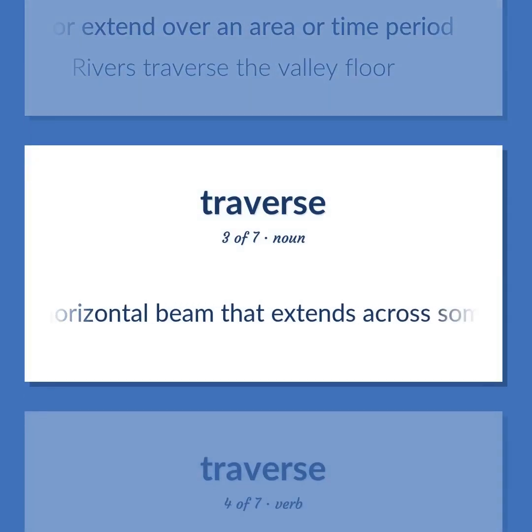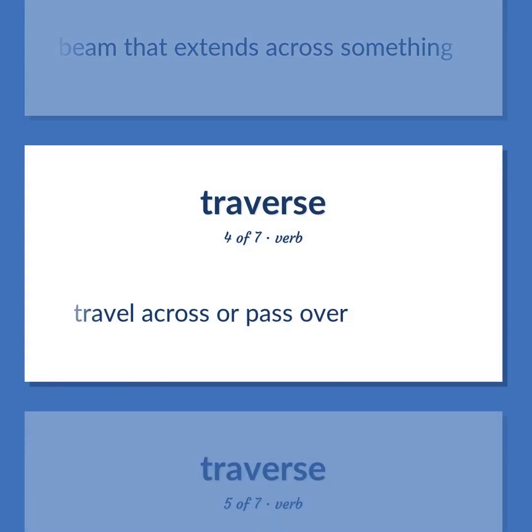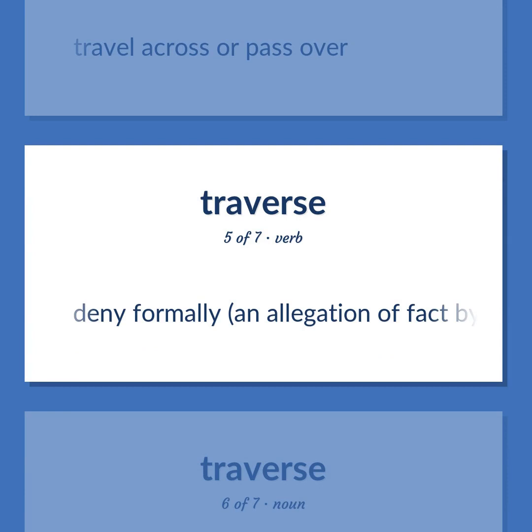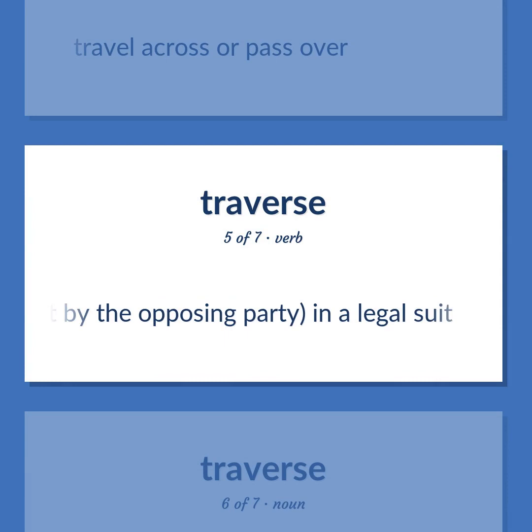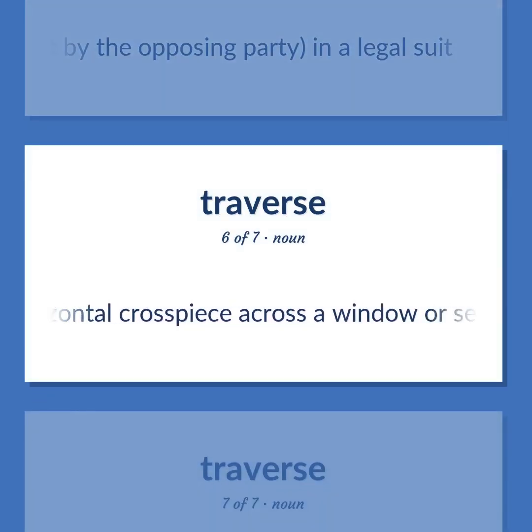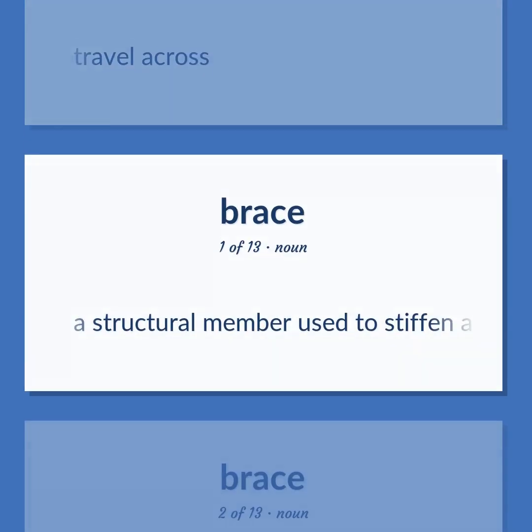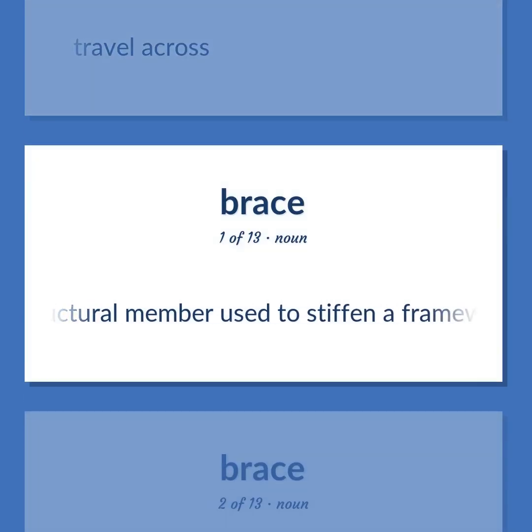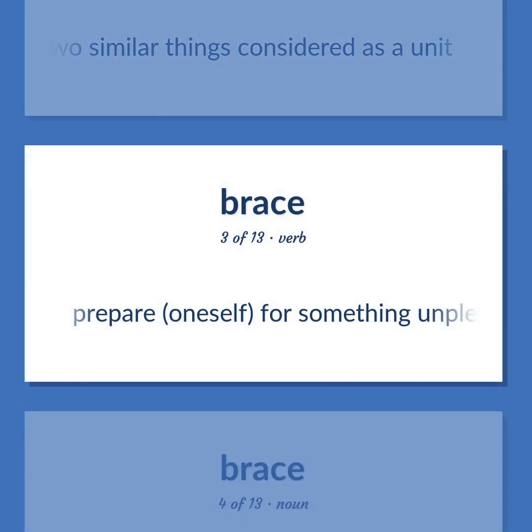A horizontal beam that extends across something. Travel across or pass over. Deny formally an allegation of fact by the opposing party in a legal suit. A horizontal crosspiece across a window or separating a door from a window over it. Travel across. A structural member used to stiffen a framework. A set of two similar things considered as a unit. Prepare oneself for something unpleasant or difficult.